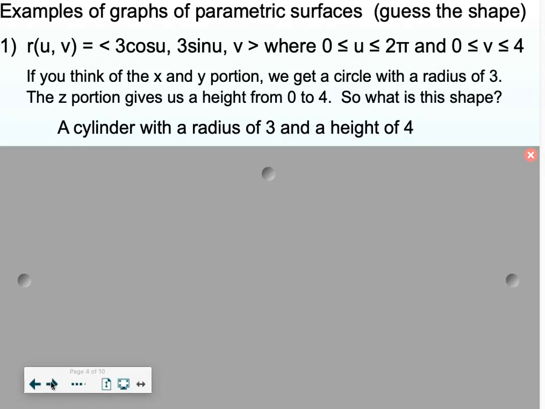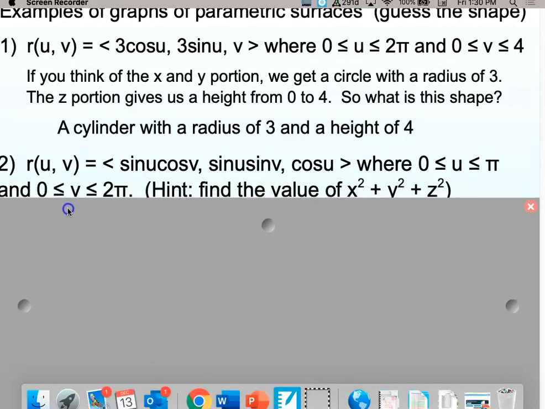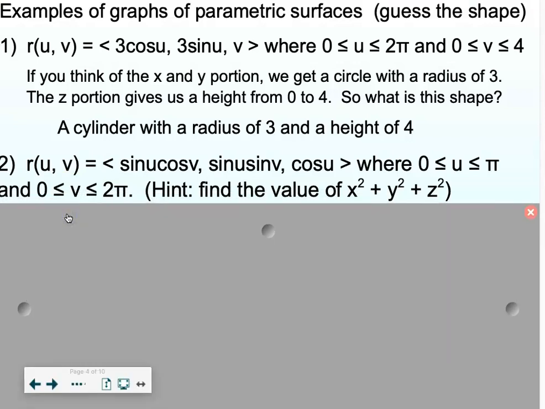All right, let's see if we can guess another one. r of u comma v equals sine u cosine v, sine u sine v, and cosine u. Now I have a hint for this. Do you want the hint, or do you want to not have the hint first? No hint yet. Okay, I'm going to give you 30 seconds. Okay, well, there's the hint. v goes from 0 to 2 pi.